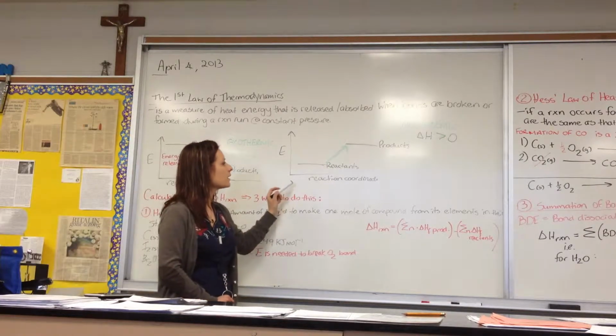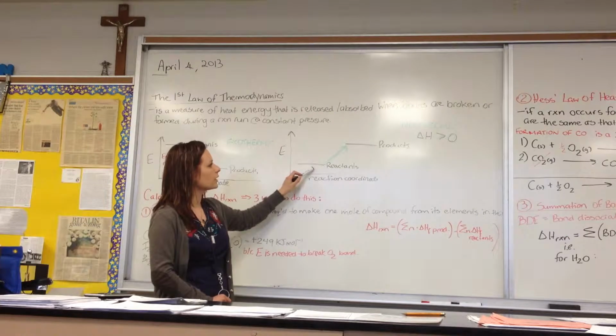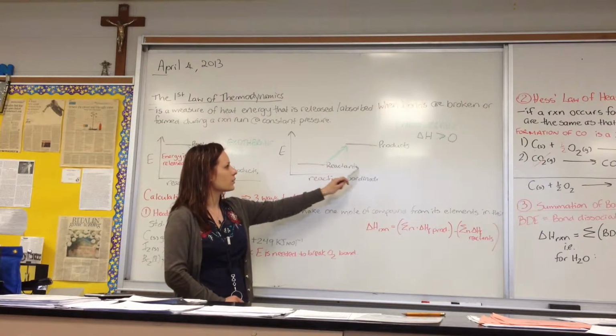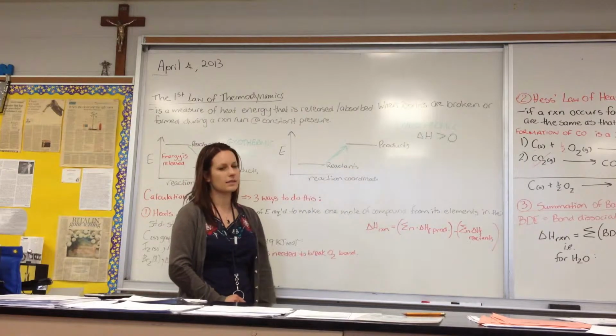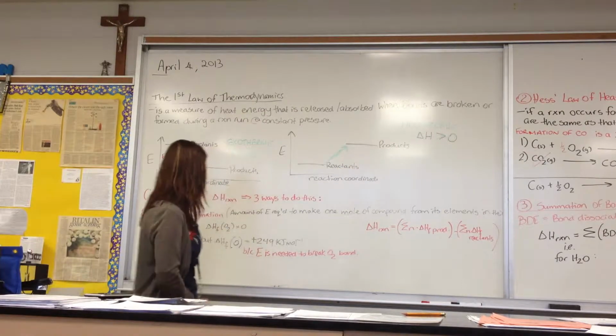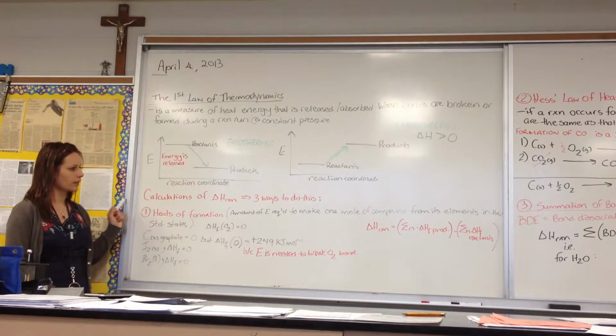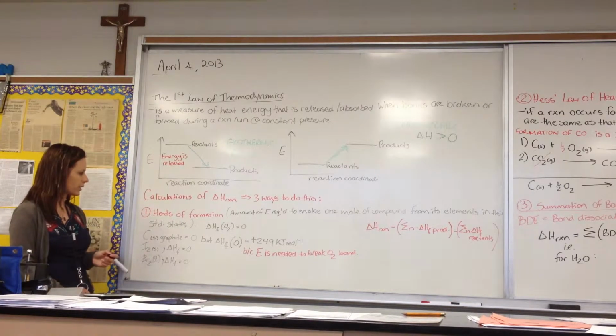On the flip side, if your reactants are lower in energy and your products are higher in potential energy, the reaction is endothermic and the sign of the delta H is positive. There are 3 ways to calculate the enthalpy of a reaction.